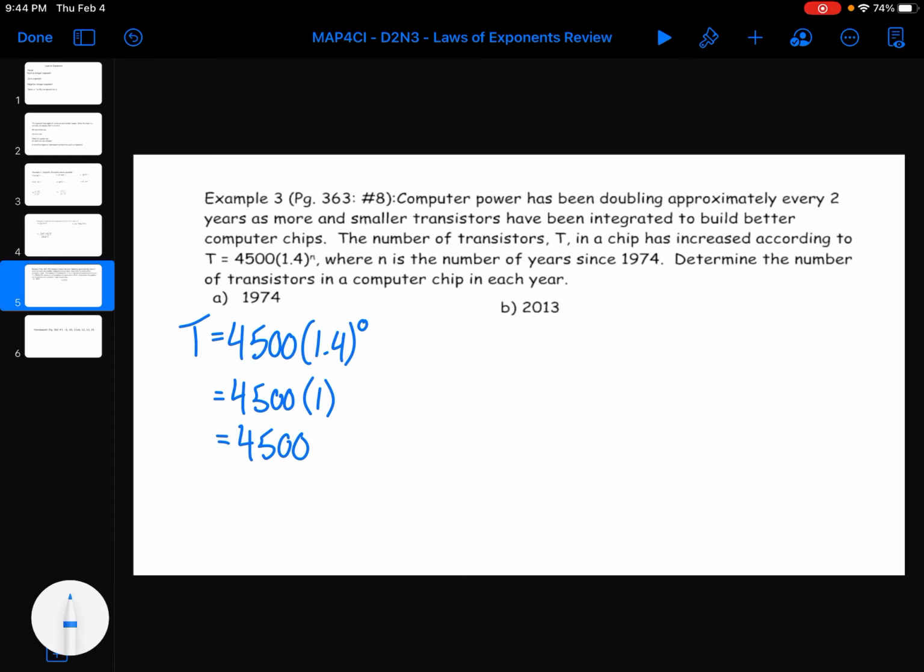Now let's go 2013. So the way I'm going to do this is my n, I'll write it over to the side here, n is going to be equal to 2013 minus 1974. So 2013 minus 1974 is going to give me 39. And now I'm just going to sub that in. So we've got 4,500 times 1.4 to the 39. Remember, you have to do BEDMAS. So you have to do 1.4 to the 39 first, and then times it by 4,500.